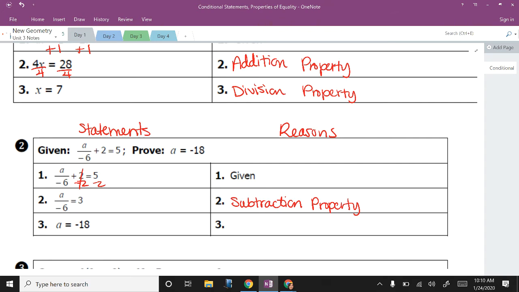All right. Ha, ha, ha, ha. We don't want cuss words on our papers.